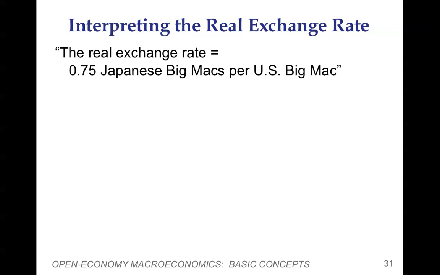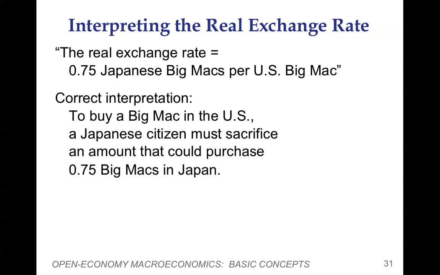Interpreting the real exchange rate: 0.75 Japanese Big Macs per US Big Mac. Correct interpretation: to buy a Big Mac in the US, a Japanese citizen must sacrifice an amount that could purchase 0.75 Big Macs in Japan. So the Japanese person doesn't need to sacrifice as many Japanese Big Macs to buy one US Big Mac.